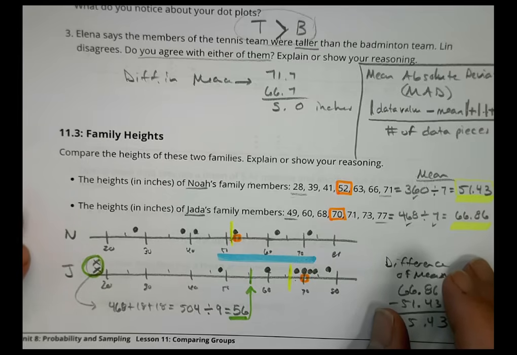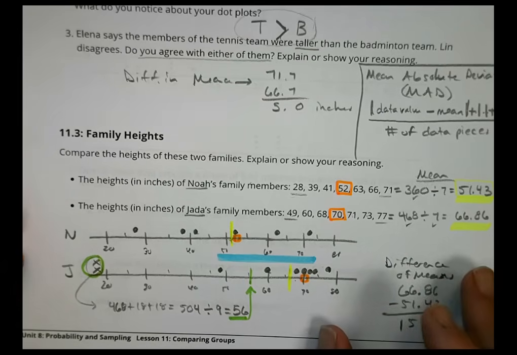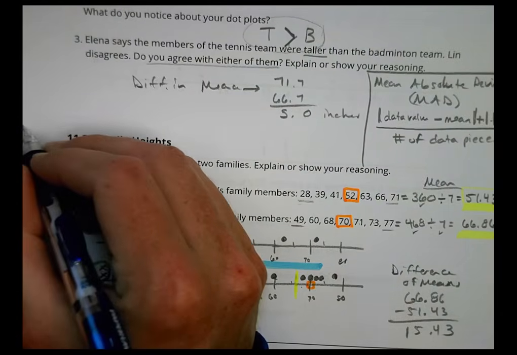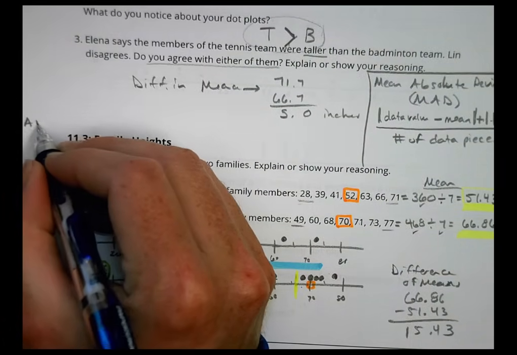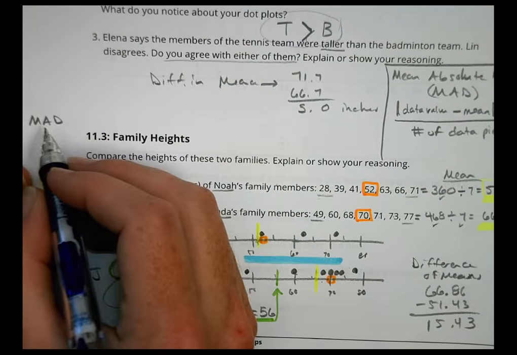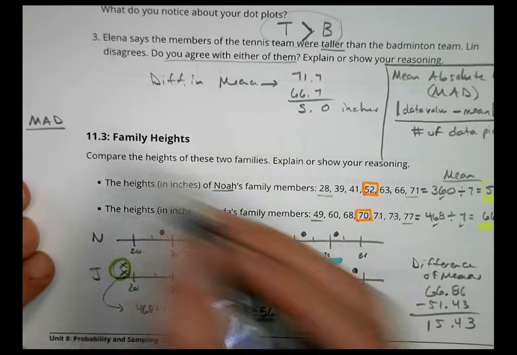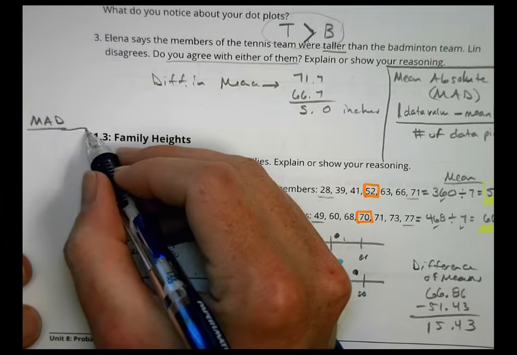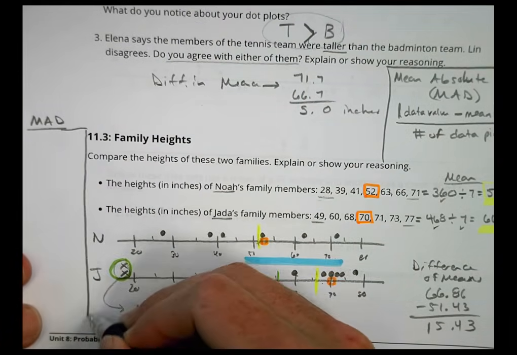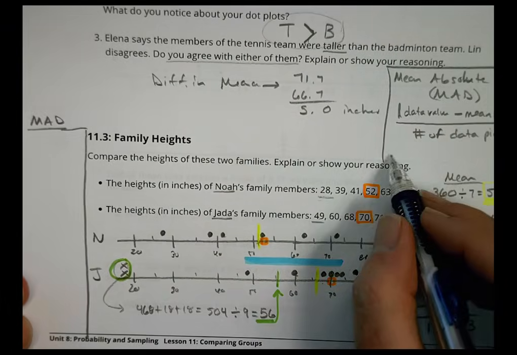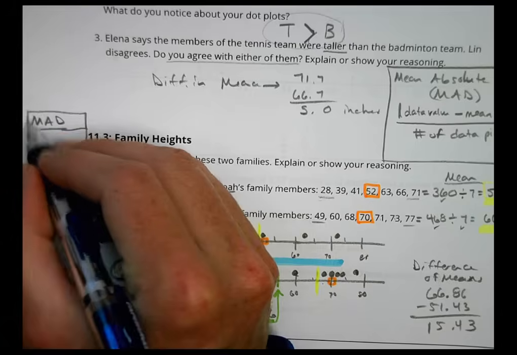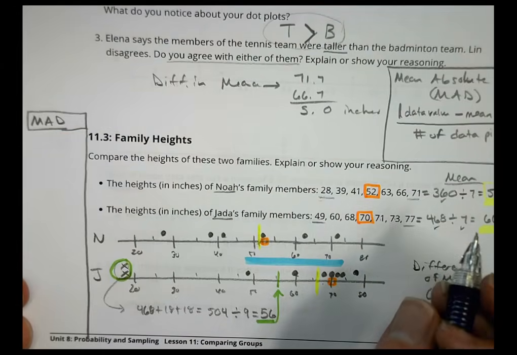Now, with this data set, you can also find out what the mean absolute deviation actually is for this data set. So how do you find the mean absolute deviation? This is a great question because it is something that I'm not sure if you learned in 6th grade or somewhere else, but it is something that they expect you to kind of know.